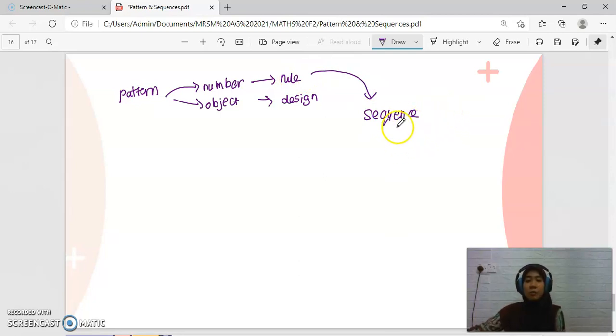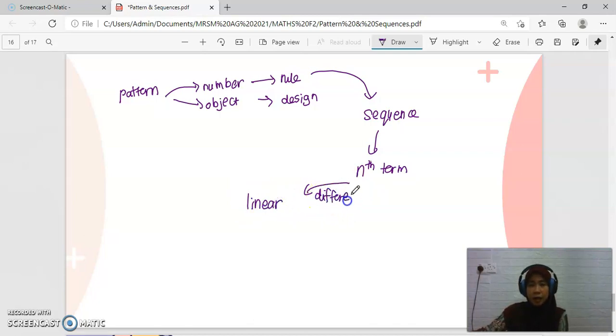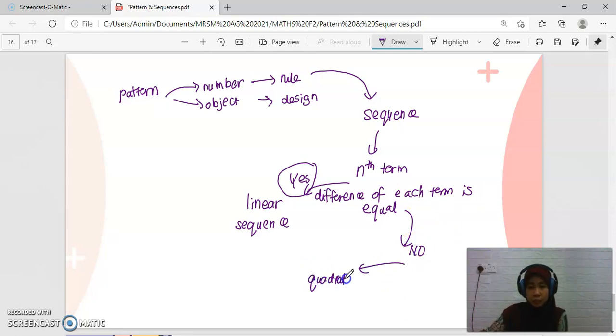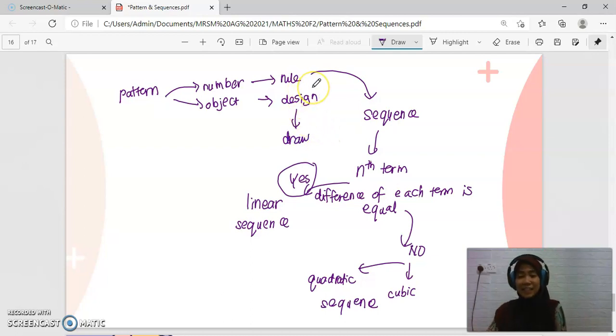Okay, sequence pula dia ada rules dia sama macam tadilah. So dia ada n term dia. So kita check sama ada dia linear. Okay. Bila difference of each term is equal, so dia ialah linear sequence. So yes. What if difference of each term is not equal? Dia akan jadi quadratic sequence or cubic sequence. Okay. So saya tambah sikit lah objek tadi. Bila design, awak kena draw. Okay. So that's all about this topic.